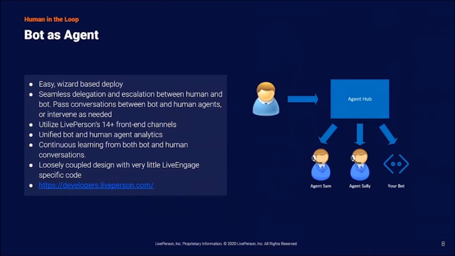This Tango can be facilitated in two different ways, as was detailed at the beginning of today's presentation. Our recommended way is what we call bot as agents. It is easy. It's a wizard-based deploy. It provides for seamless delegation and escalation between human and bots. It provides the ability for a conversation to be passed between bot and human agents. It provides the ability for you to leverage LivePerson's 14 plus front-end channels, including WhatsApp, Apple Business Chat, Google Rich Business Messaging, and more. It provides for unified bot and human agent analytics. It allows for continuous learning from both bot and human conversations, and it is a result of loosely coupled design with very little LiveEngage specific code, more of which can be seen at our developer site.